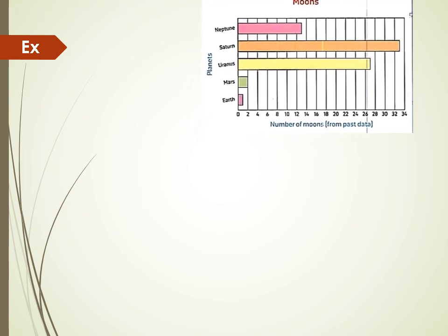Letter D. Which planet has more moons than Mars but fewer than Uranus? From the graph, the number of moons around Mars is 2 and the number of moons around Uranus is 27. So the planet that has more moons than Mars but fewer than Uranus is Neptune.